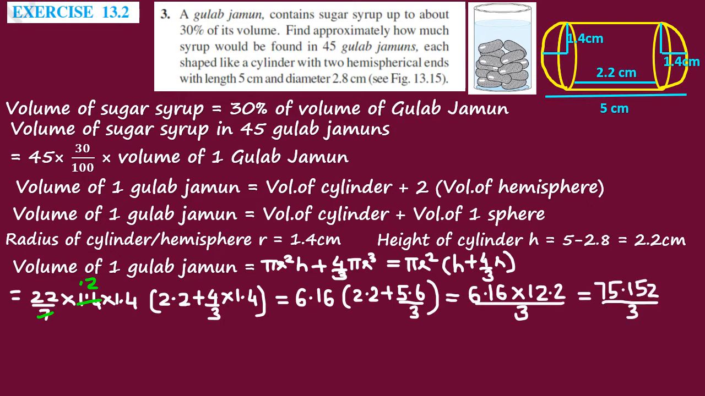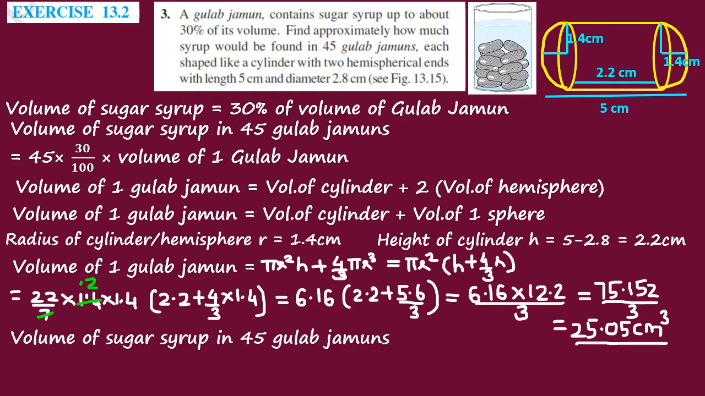what we will get? 75.152 divided by 3, which is equal to 25.05 something will come. So we will take only the 2 decimal places. I think 25.051 something, like that will come. So 25.05 centimeter cube. That is the volume of 1 gulab jamun.